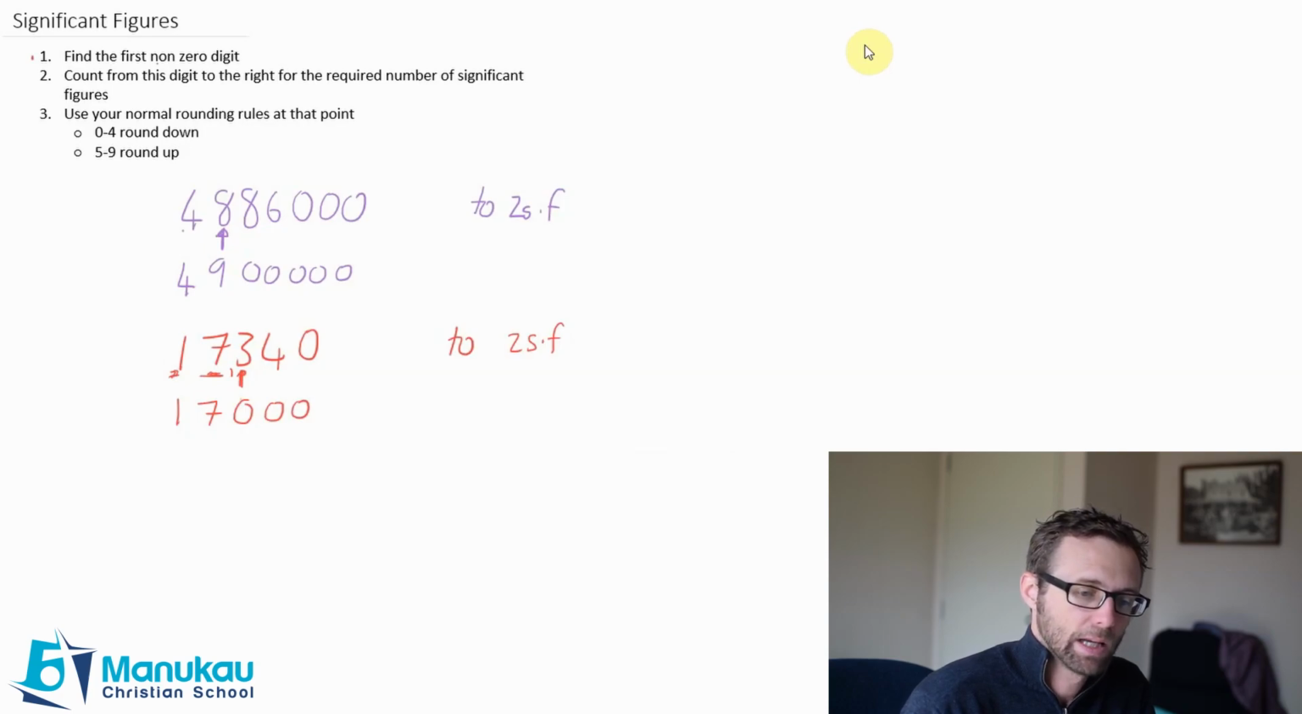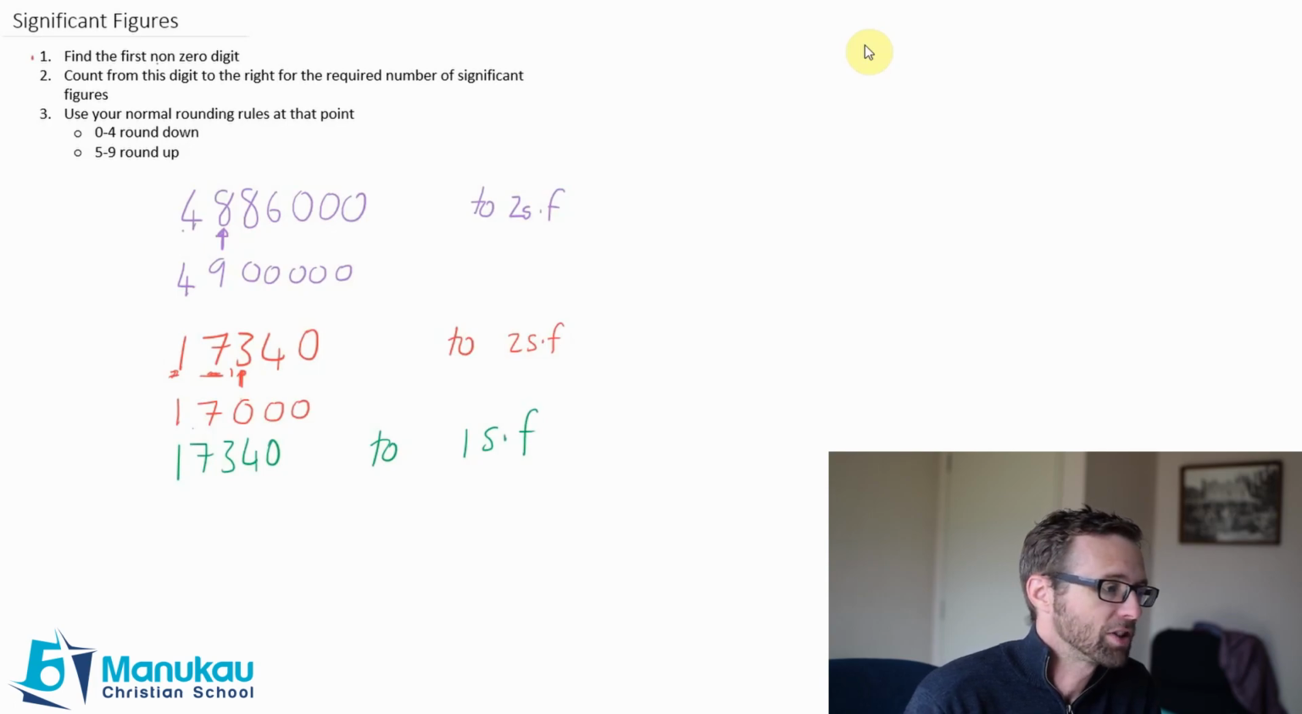Okay. Let's try a new one. Let's try this one here again, the 17,340, and let's say this time to one significant figure. So what do we do? We start with the first non-zero digit, which is this one, and then we count from this digit to the right for the required number of significant figures. Well, we're already at it because this is 1. This is our first digit.